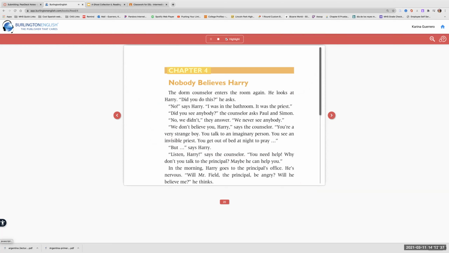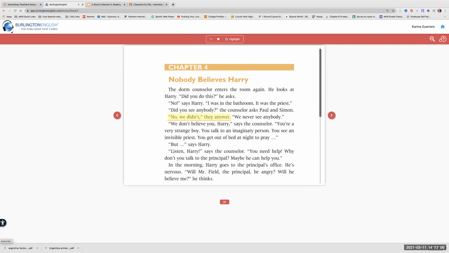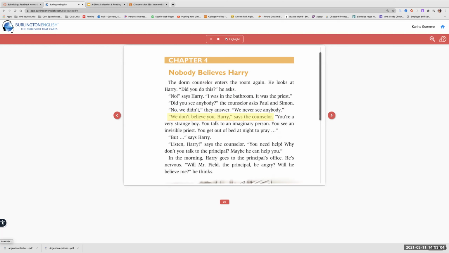Chapter 4. Nobody believes Harry. The dorm counselor enters the room again. He looks at Harry. Did you do this? He asks. No, says Harry. I was in the bathroom. It was the priest. Did you see anybody? The counselor asks Paul and Simon. No, we didn't, they answer. We never see anybody. We don't believe you, Harry, says the counselor.